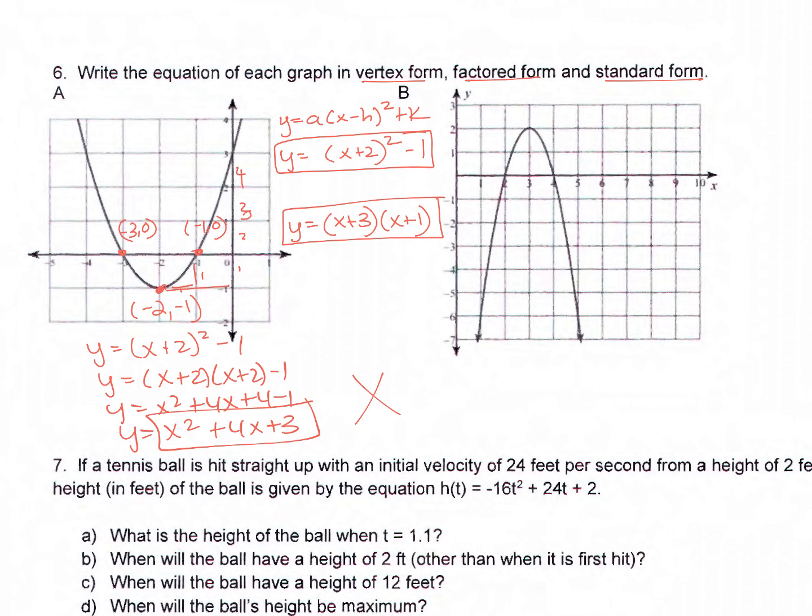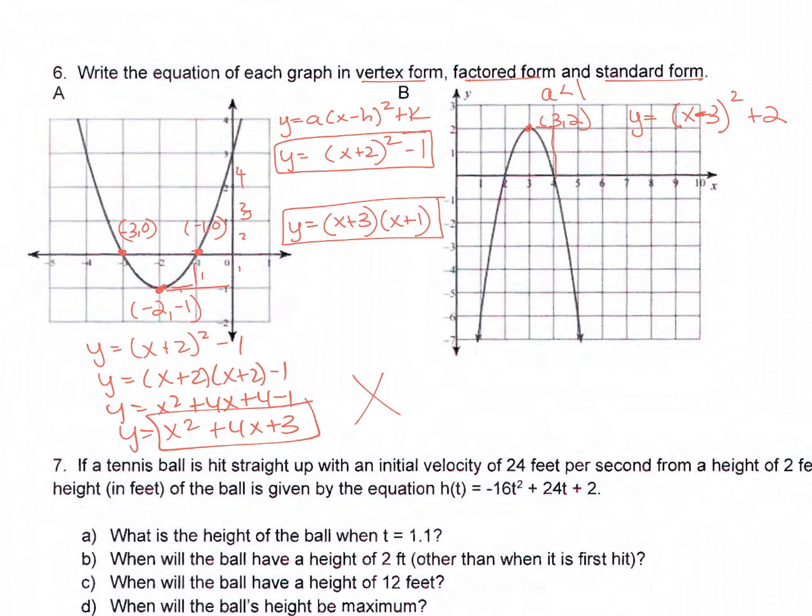So let's take a look at this guy. I know it's going downwards, so my a is going to be negative. I definitely know my a is a negative number for sure, like -1 or negative something. I'll figure it out in a minute. So my vertex here is (3, 2). And so I know my y equals (x minus my x-coordinate, which is 3) squared plus 2. And now I need to figure out my a.